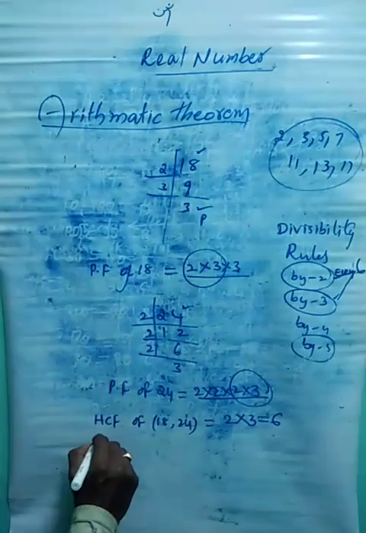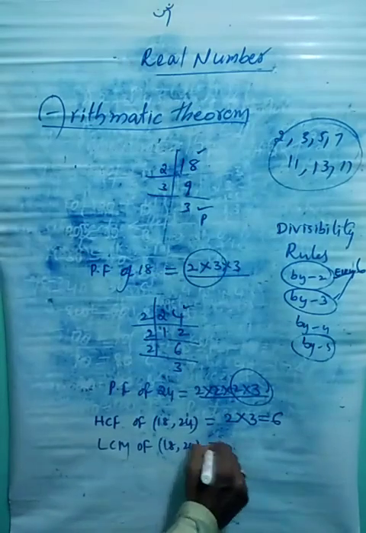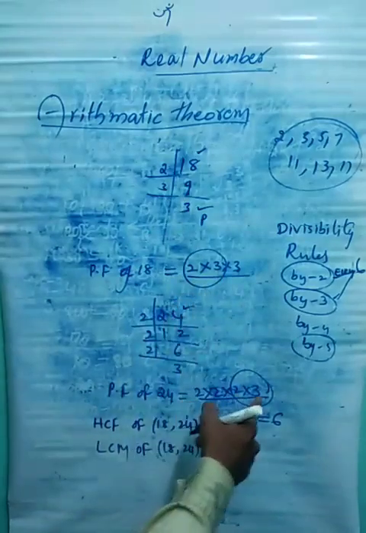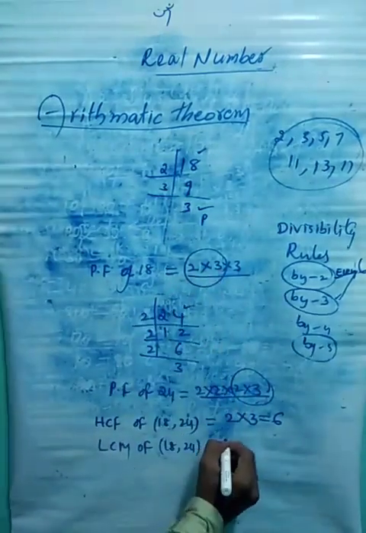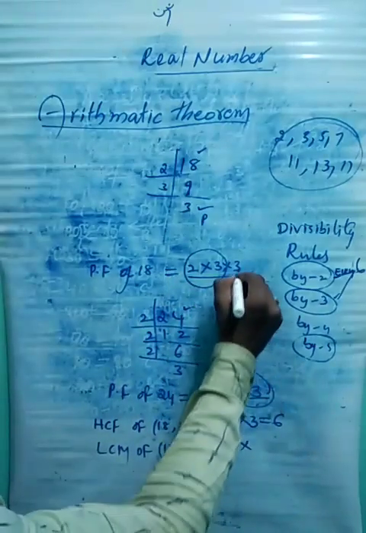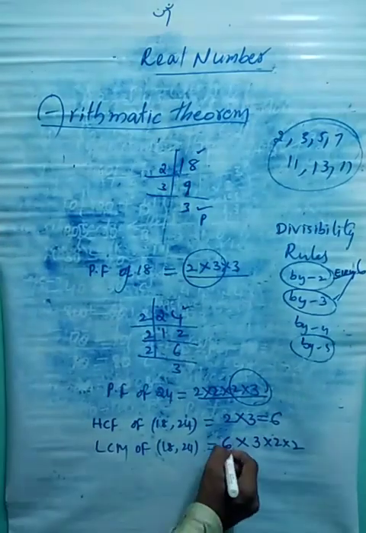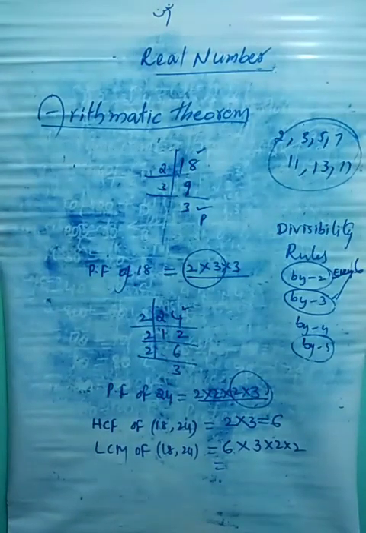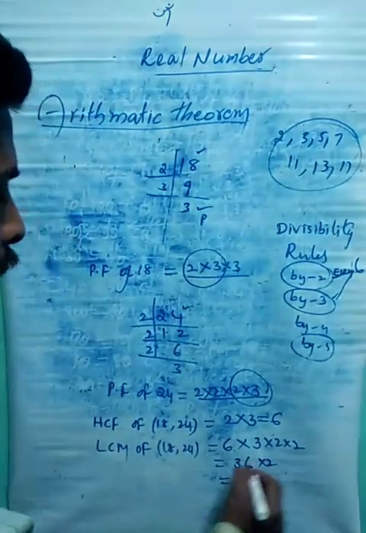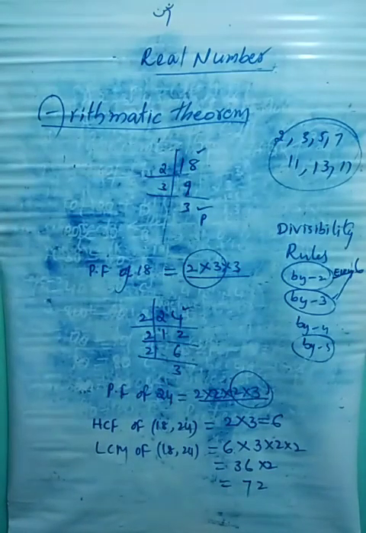And the same question, now finding LCM. LCM of 18 comma 24 is equal to: in the common factor 2 into 3, 2 into 3 is there, only one we are taking. 2 3s are 6. Common factor, I mean HCF, into remaining factors. What are the remaining factors? Here 3 is there and here 2 into 2 is there. Then multiplication: 6 3s are 18, 18 2s are 36, 36 into 2 is 72. 72 is LCM.